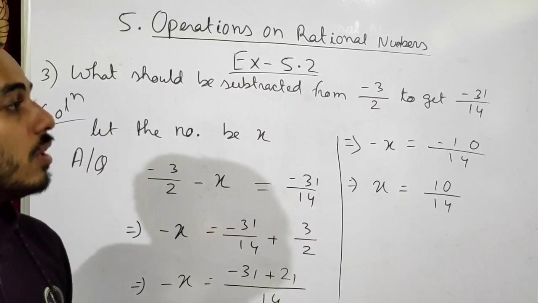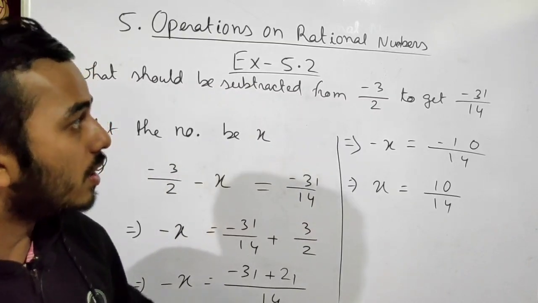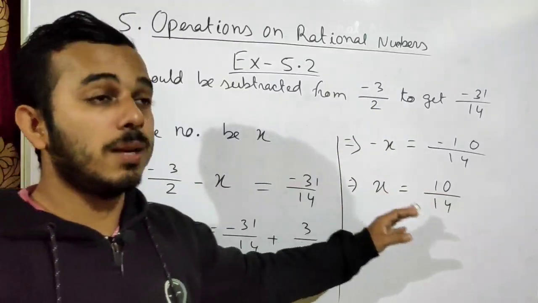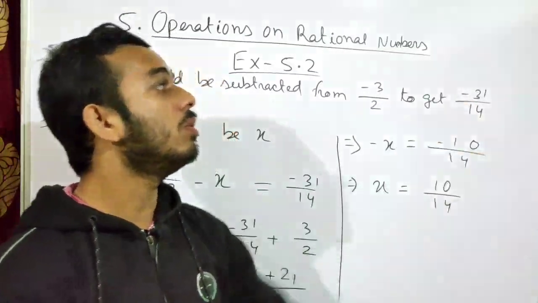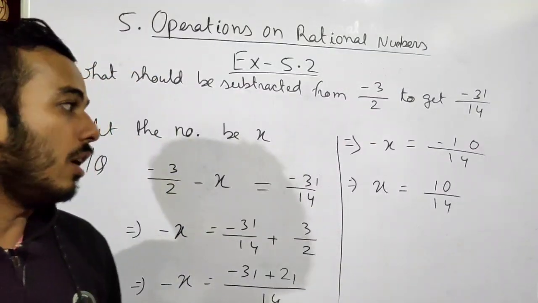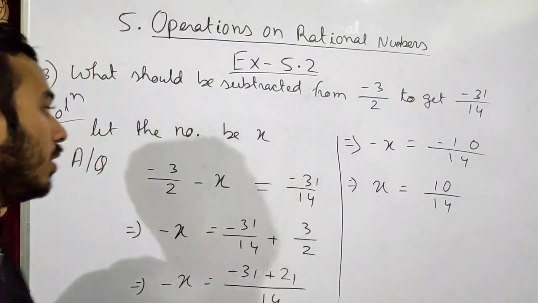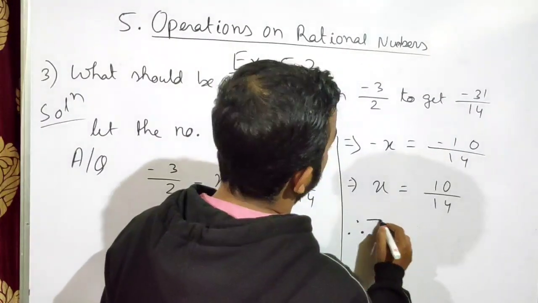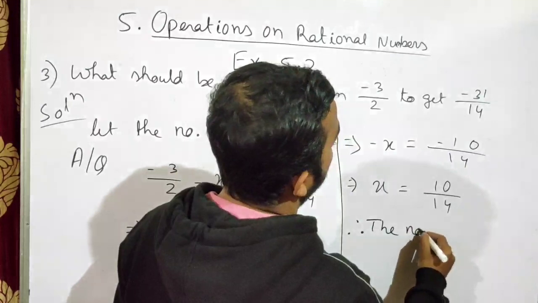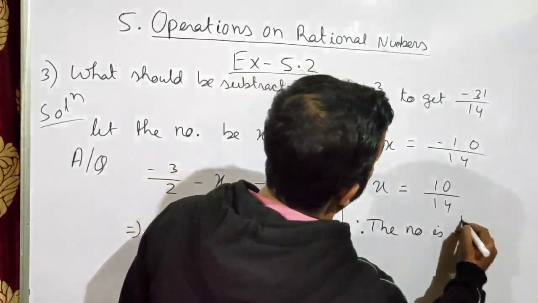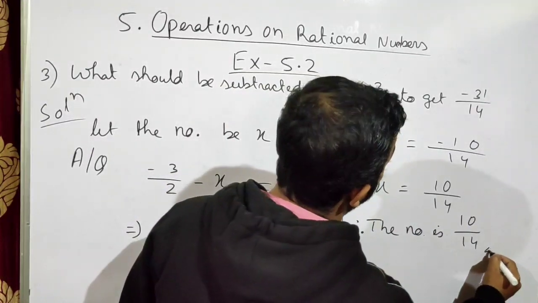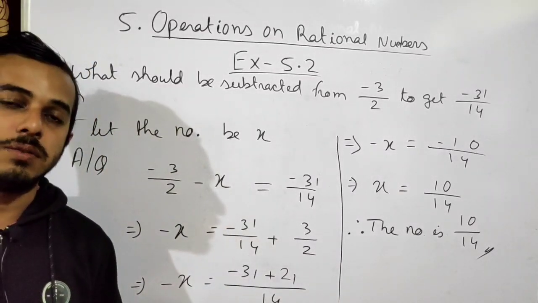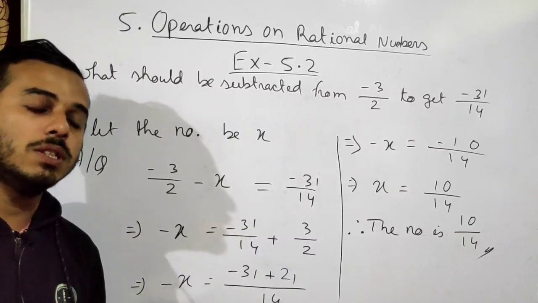That is, if we subtract 10 by 14 from minus 3 by 2, we will get the result minus 31 by 14. Clear? So now we'll write: therefore the number is 10 by 14. I hope this is clear to you.